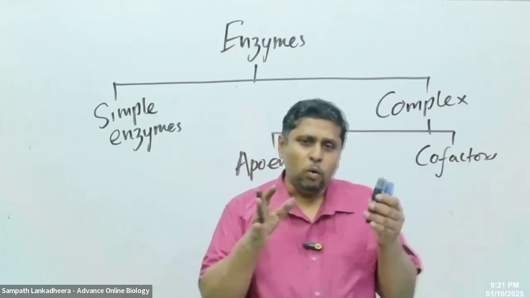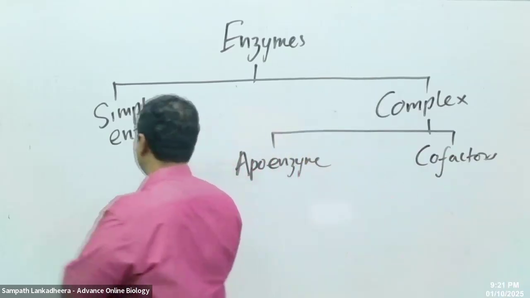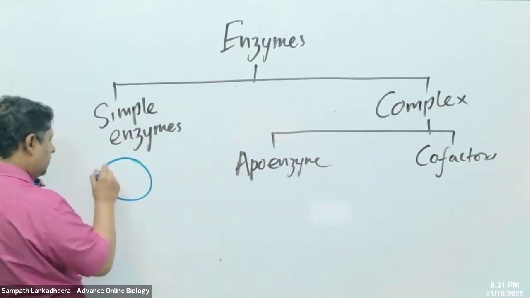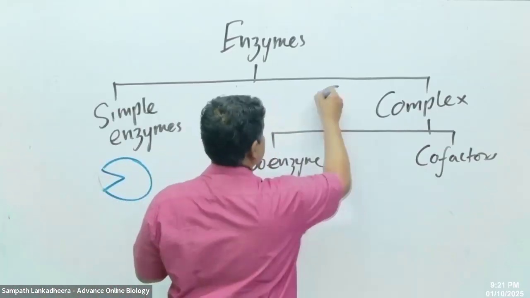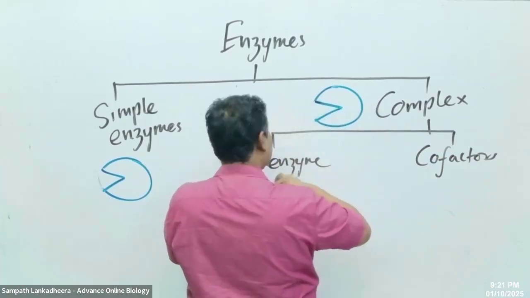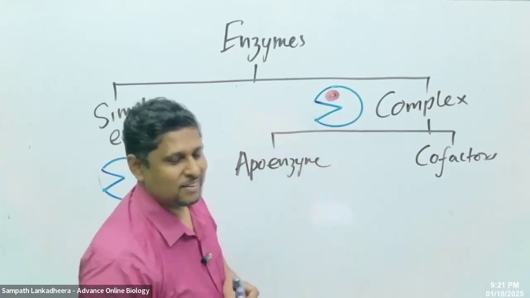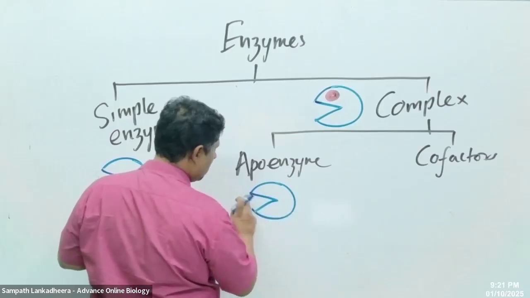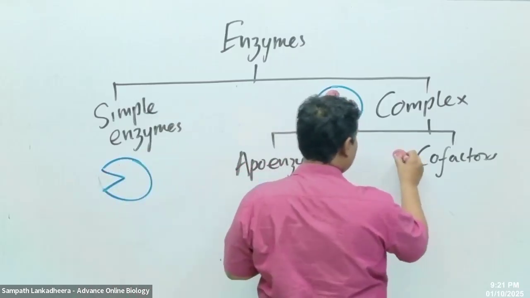Now, simple enzymes are made up of only amino acids, like this. No cofactors. Complex enzymes have cofactors. I'm putting this red dot as the cofactor. Apoenzyme is the protein part of the complex enzyme, only this part. The cofactor is that red dot.